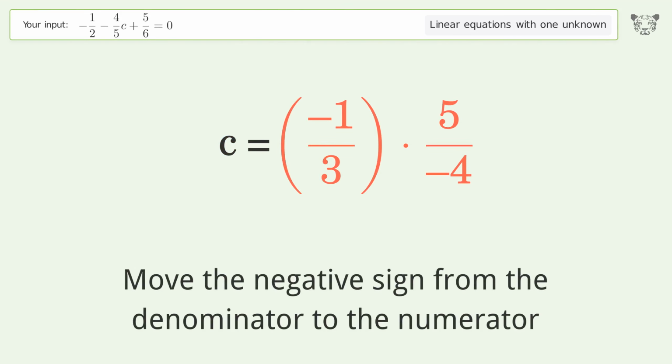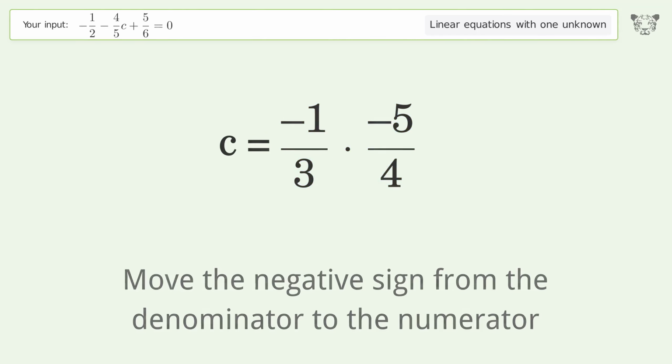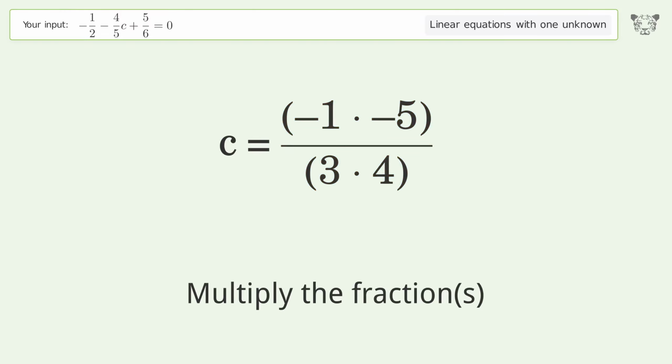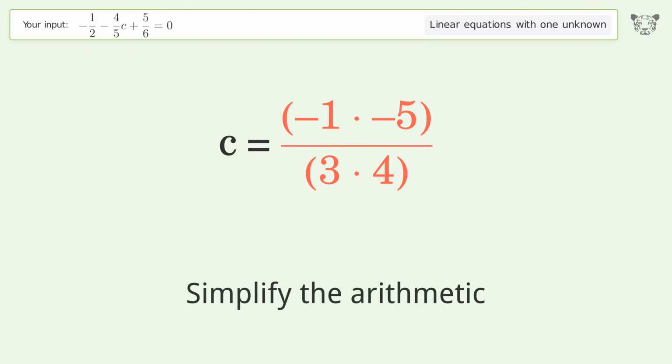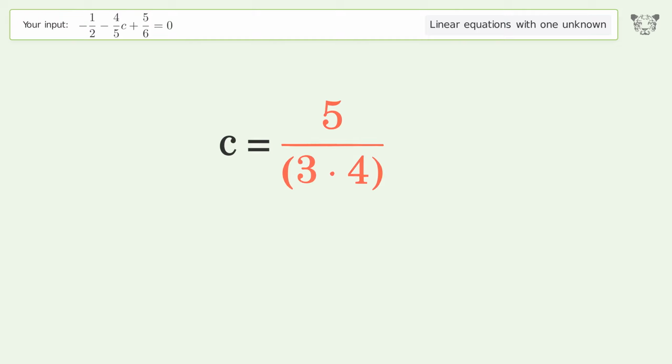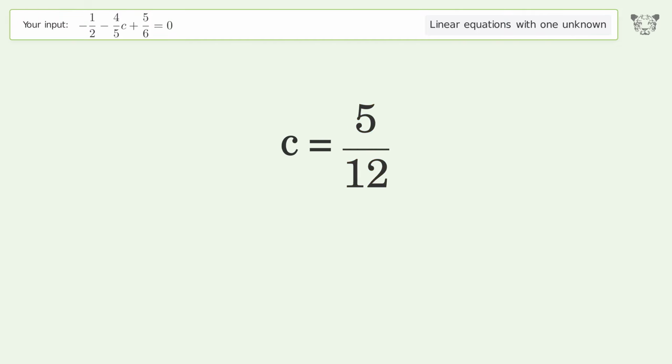Move the negative sign from the denominator to the numerator. Multiply the fractions. Simplify the arithmetic. And so the final result is c equals 5/12.